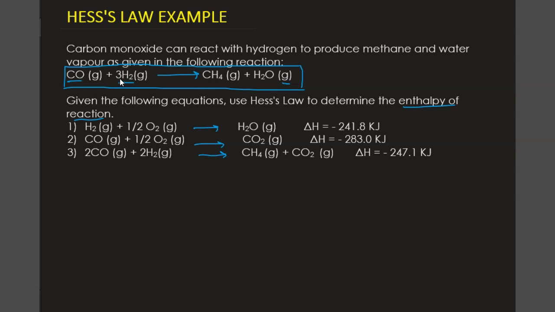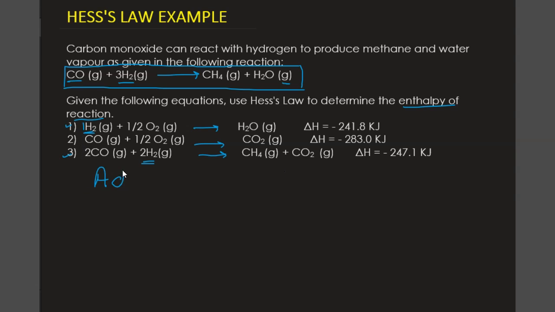Then I look at hydrogens. I need 3 hydrogens on the reactant side, whereas in the intermediate reactions, the first reaction has 1 hydrogen on the reactant side, and the third reaction has 2 hydrogens on the reactant side. From here, I get an idea that since no other reaction has hydrogen, if I add reaction number 1 and reaction number 3, I would be able to add 1 hydrogen molecule with 2 hydrogen molecules. Always remember, when we add the reactions, the left side gets added to the left side and the right side gets added to the right side. So let's proceed with this step first.